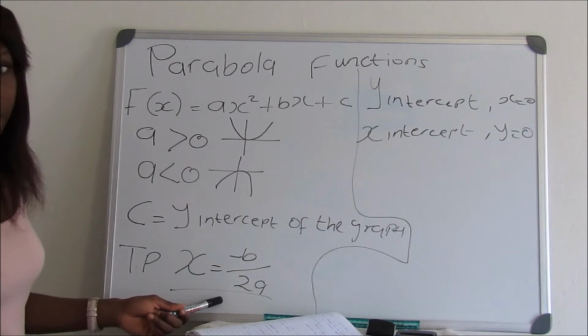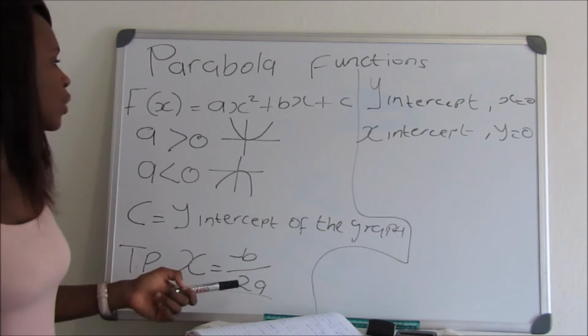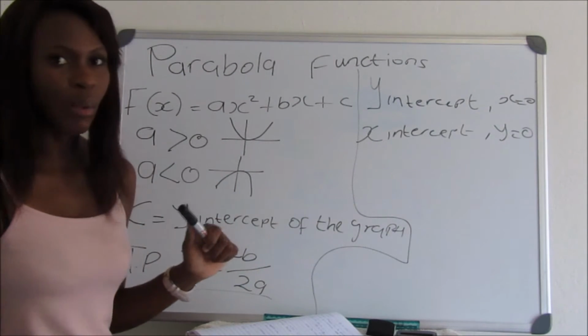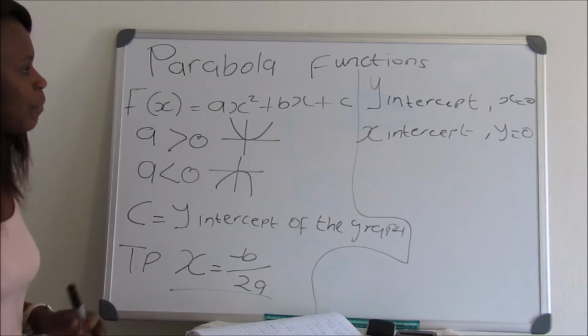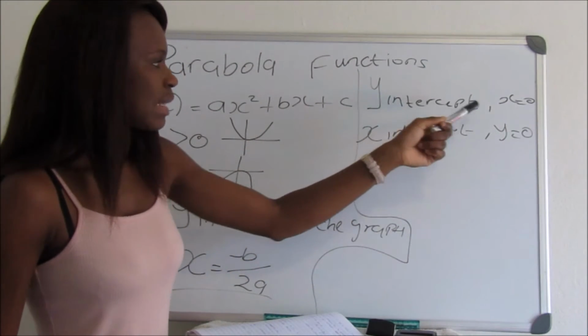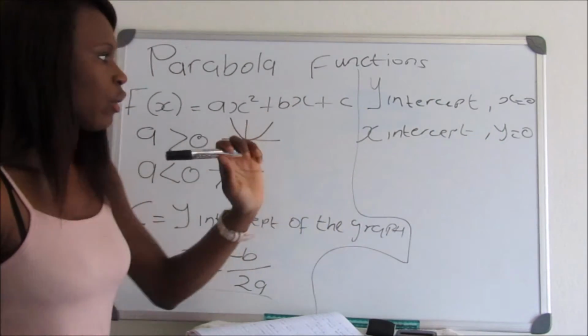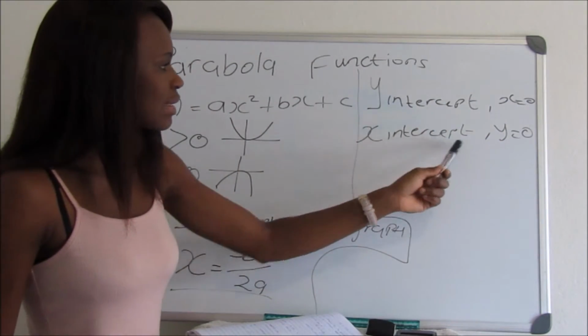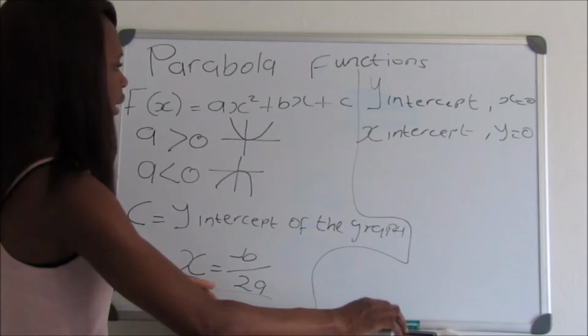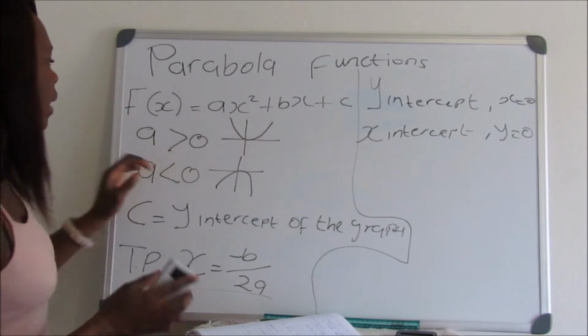After finding the x coordinate of the turning point, you substitute it into the original equation to get the y coordinate of the turning point. Then you must find the y-intercept by making x equals 0, and also find the x-intercepts by making y equals 0. So let's look at an example of how we apply this.